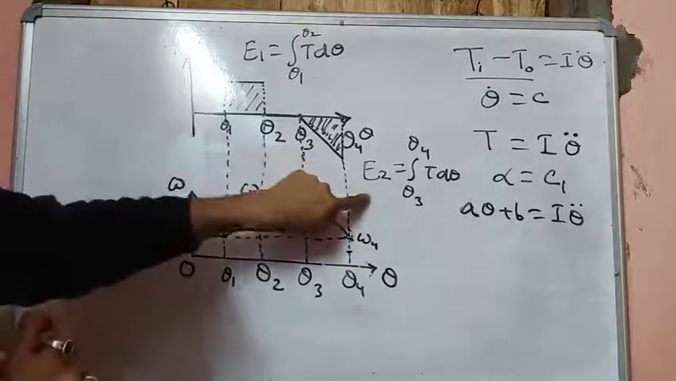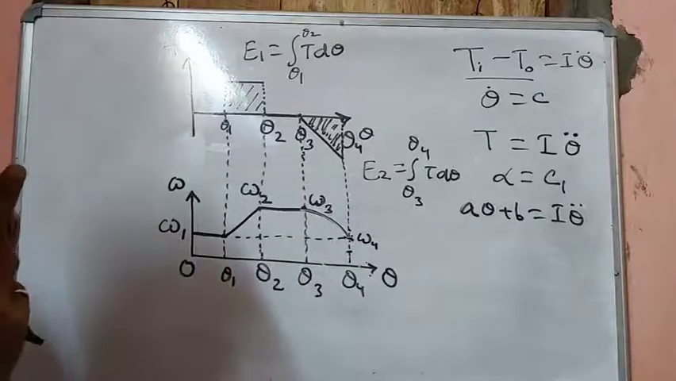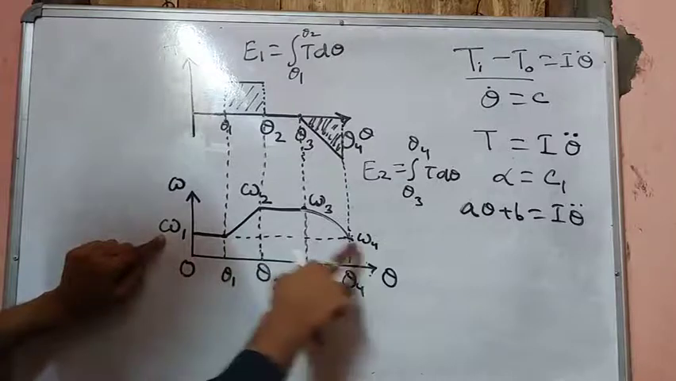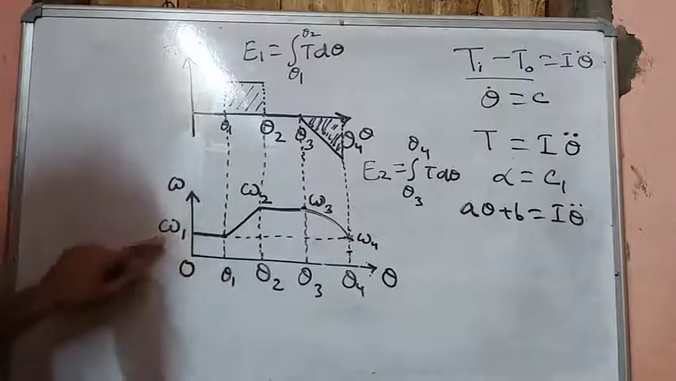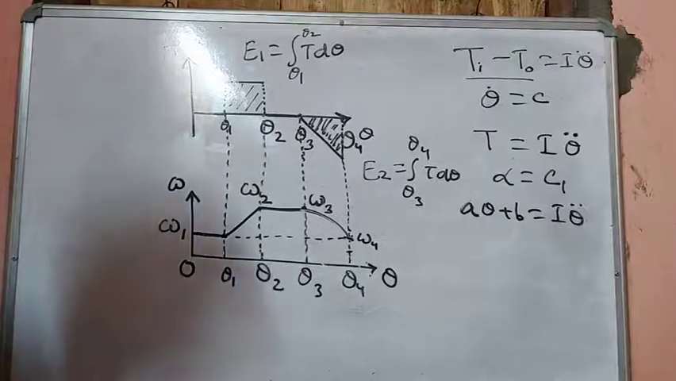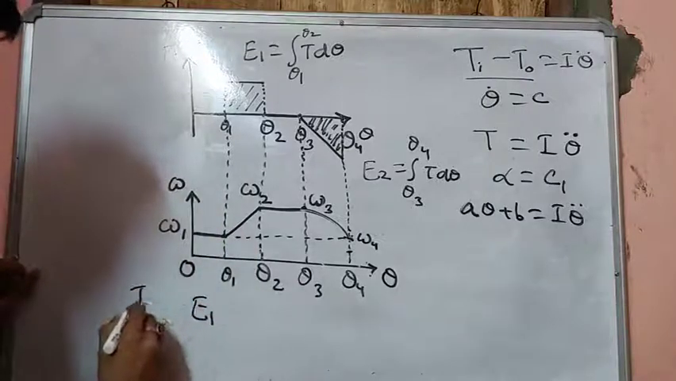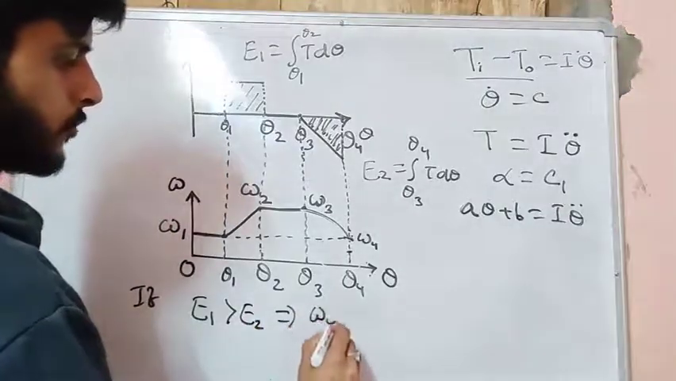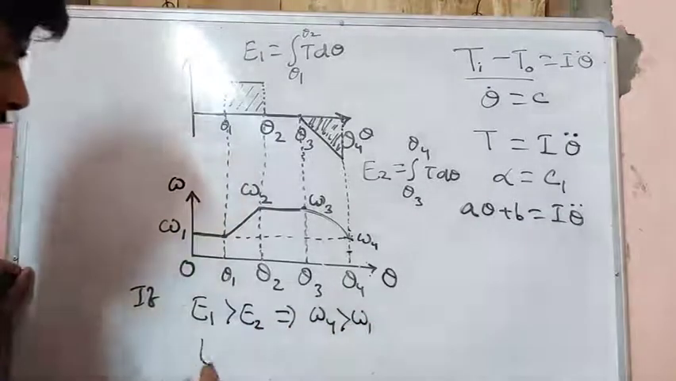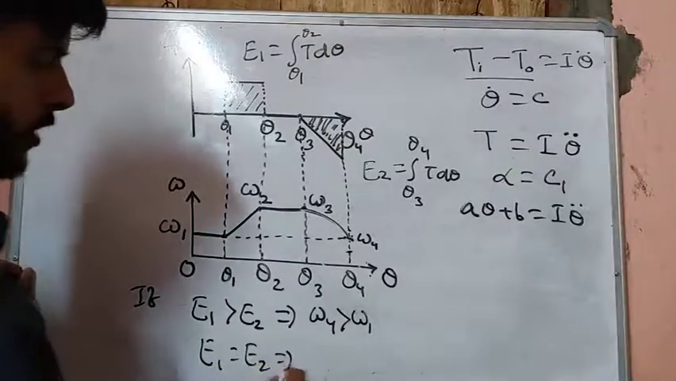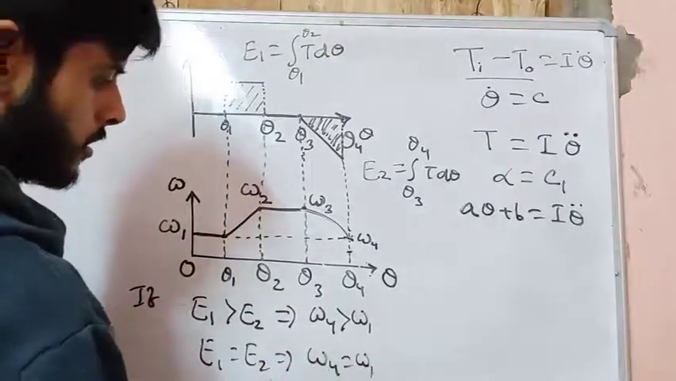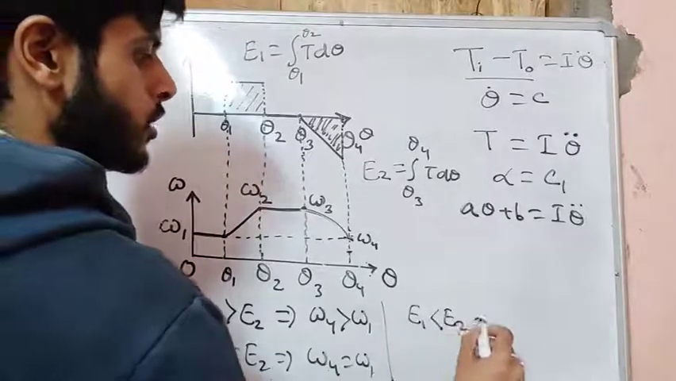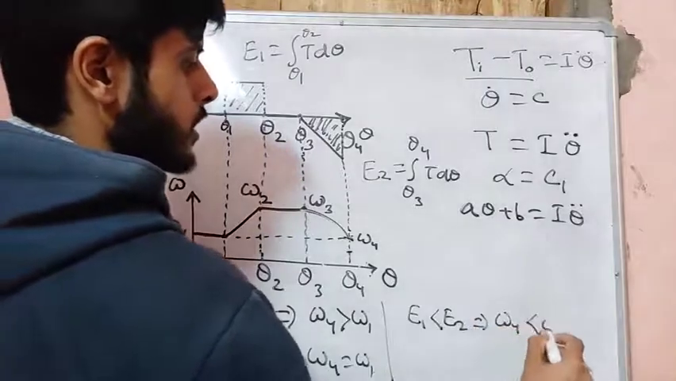If E1 is greater than E2, this means that the system has absorbed some extra energy after the end of one cycle, right? So this has to be more than this angular velocity. And if we write the statements: if E1 greater than E2, this implies omega 4 greater than omega 1. E1 equals E2 implies omega 4 equals omega 1. And E1 less than E2 implies omega 4 less than omega 1.